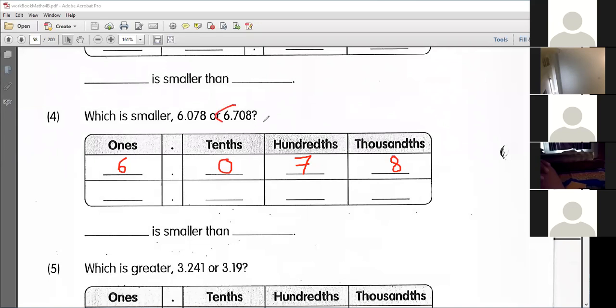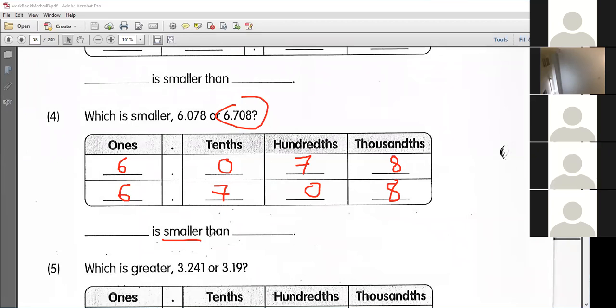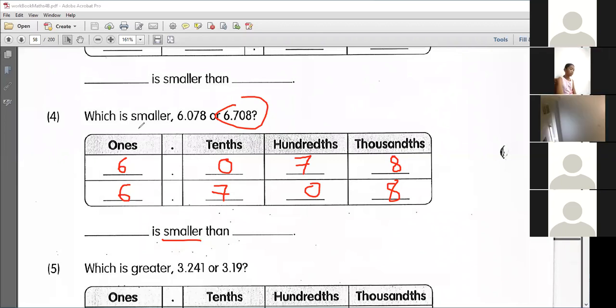And then in my second number, 6.708, I have 6 ones again. My decimal place, this time I have 7 tenths, 0 hundredths, and 8 thousandths. All right, so that being the case, which one of these numbers is smaller? What do you think, Mina Hill? Once again, we're starting from the left over here. Our ones are equal. Let's look at the tenths here.